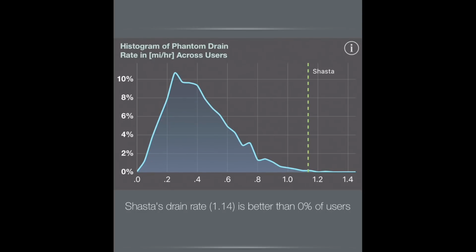Now we go to the next one. This is the phantom drain, and this is where I say, okay, I need to maybe research my phantom drain, because as I look at it, it says Shasta's drain, that's my car's name, is 1.14, which is better than 0% of users. So I'm really low. It looks like the best is around 0.2, 0.25, and then it starts going down to where I am. Yeah, most people are getting around 0.25, and I'm one of those people. My Model S is at least.